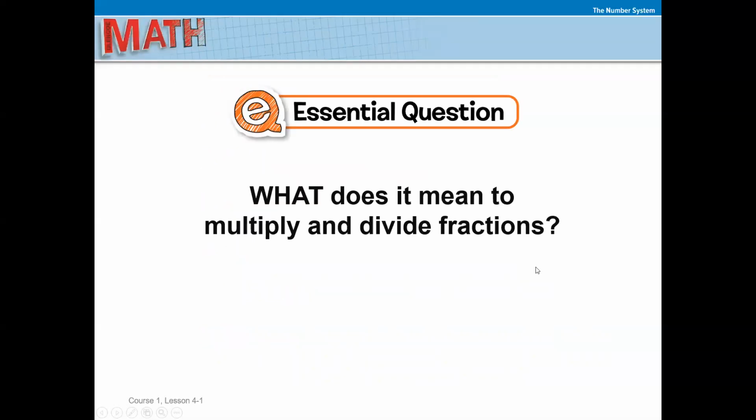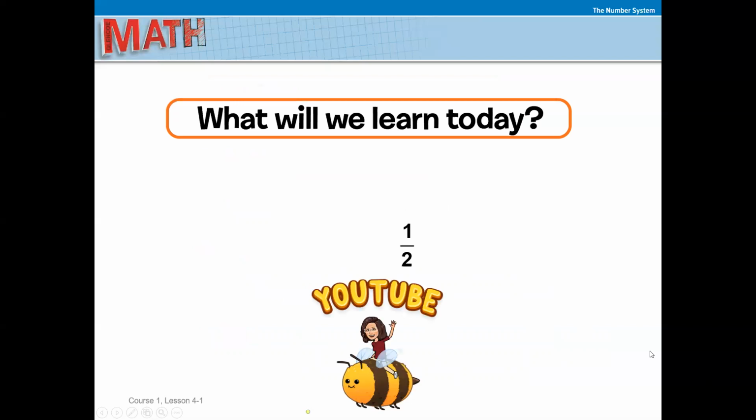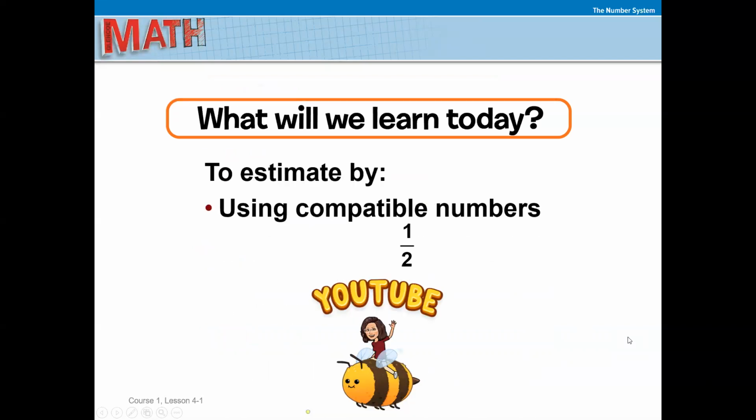The essential question: what does it mean to multiply and divide fractions? What will we learn today? To estimate by using compatible numbers, rounding to 0, 1/2, or 1.